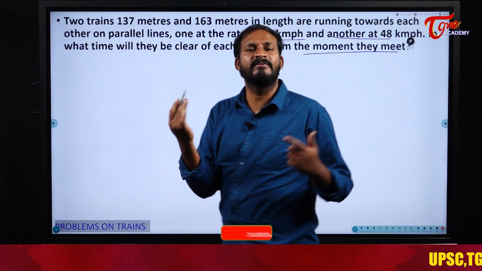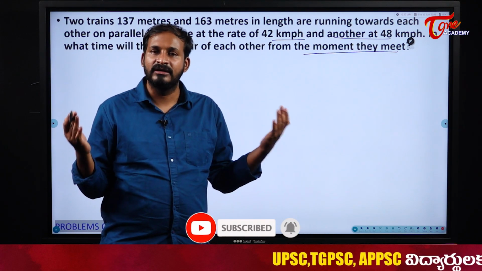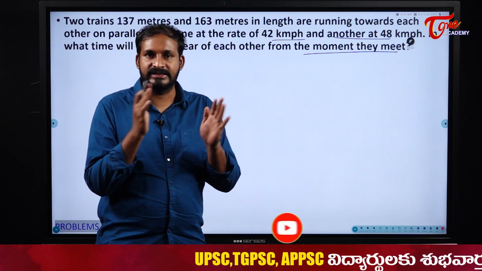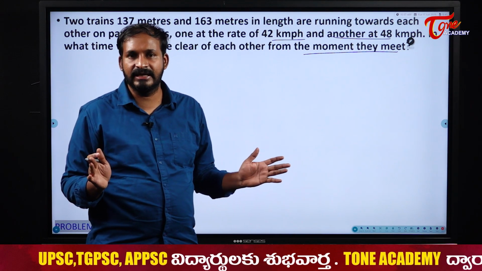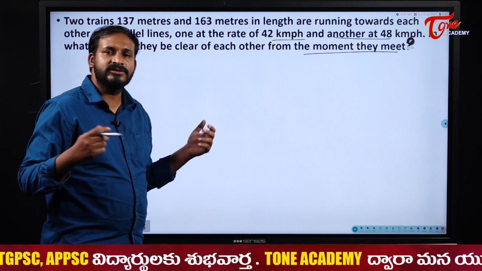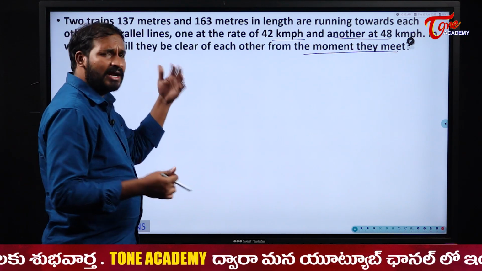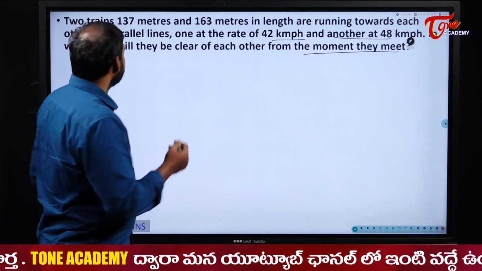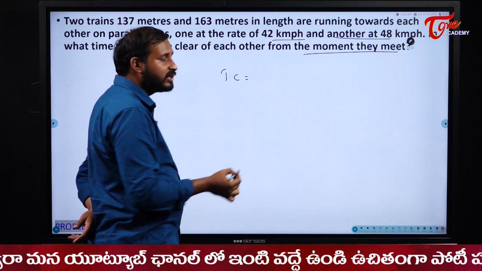This is nothing but time taken to cross only. The moment when they meet and clear of means what? When the engine heads come parallel, to the instant when they get separated. That is the thing, right? So this is also similar to our time taken to cross only, but another way of asking the question. That's it. Now, time taken to cross in case of two trains is what, students?